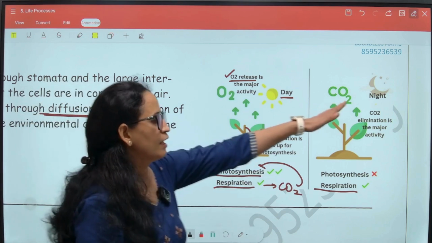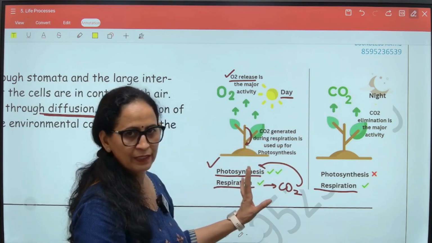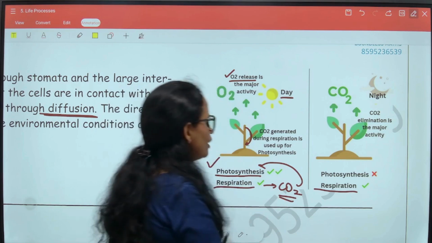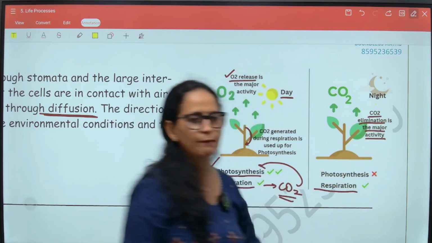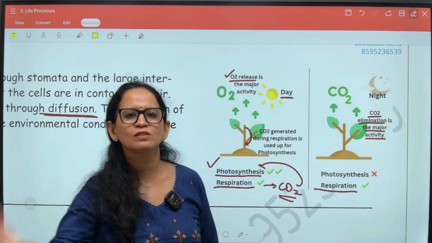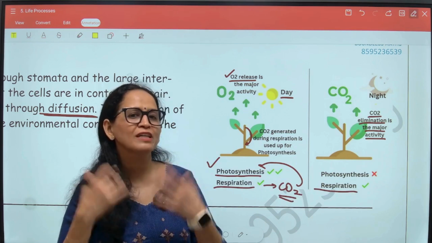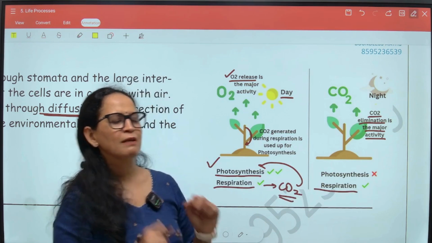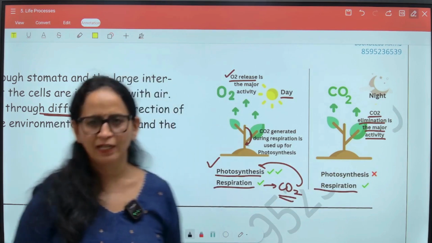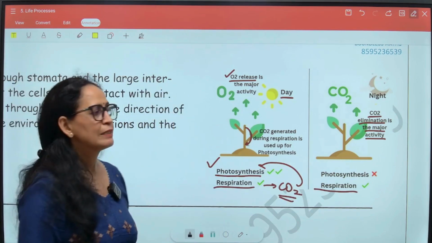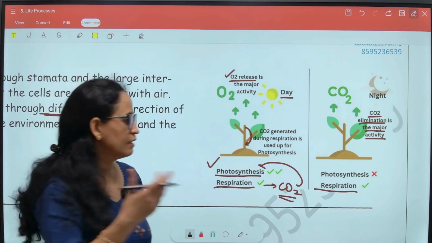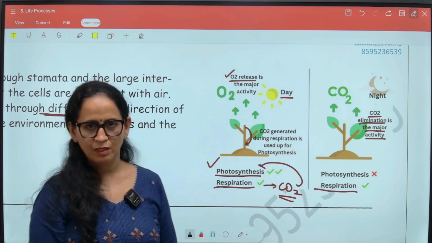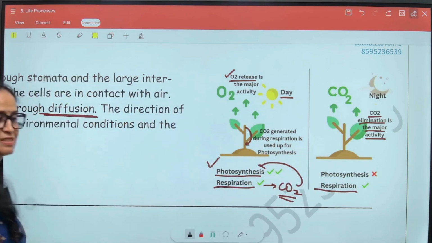But at night, because there is no photosynthesis happening, what will happen to the CO2? So CO2 elimination is one of the major activities that happens at night. This CO2 is given out at night. So plants do give out carbon dioxide. Some children make a mistake thinking that plants never give out carbon dioxide, that they always give out oxygen. They do give out oxygen during the day, but at night they also give out carbon dioxide. So you cannot say they don't give out carbon dioxide, because they are respiring 24 hours. They are respiring all the time.